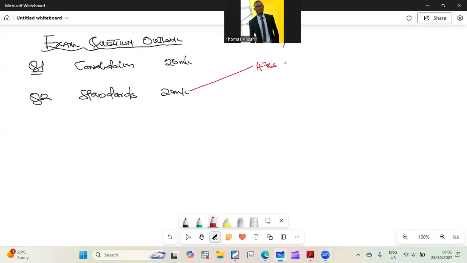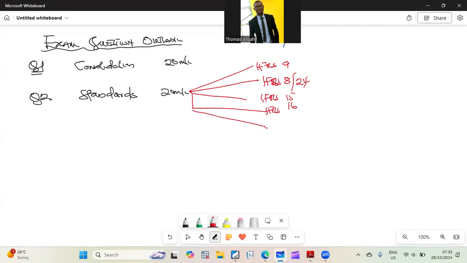So IFRS 9, we have IFRS 8 or 24. We also have IFRS 15 and 16. Then when we come to the IAS standards, we will be looking at IAS 23, 19, and 33. These are our main focus areas for the standard questions.